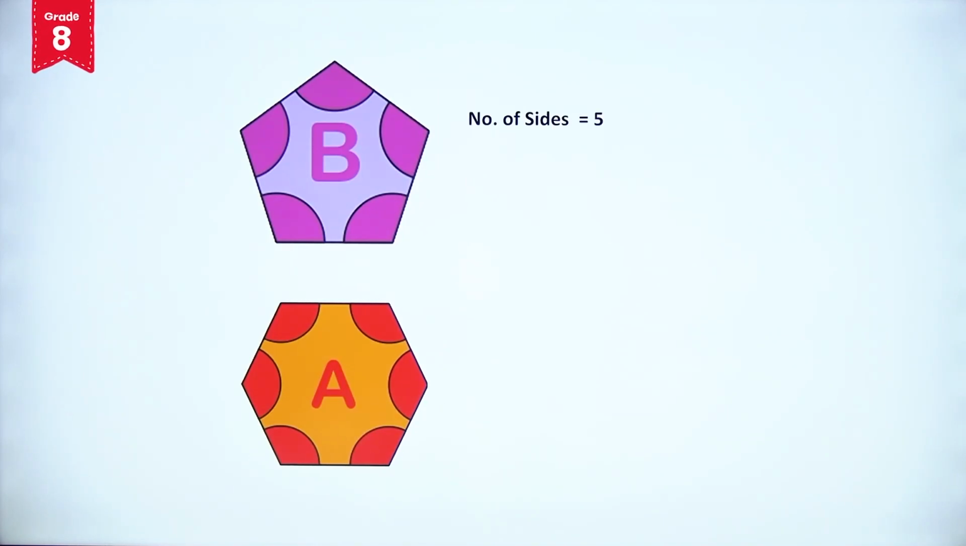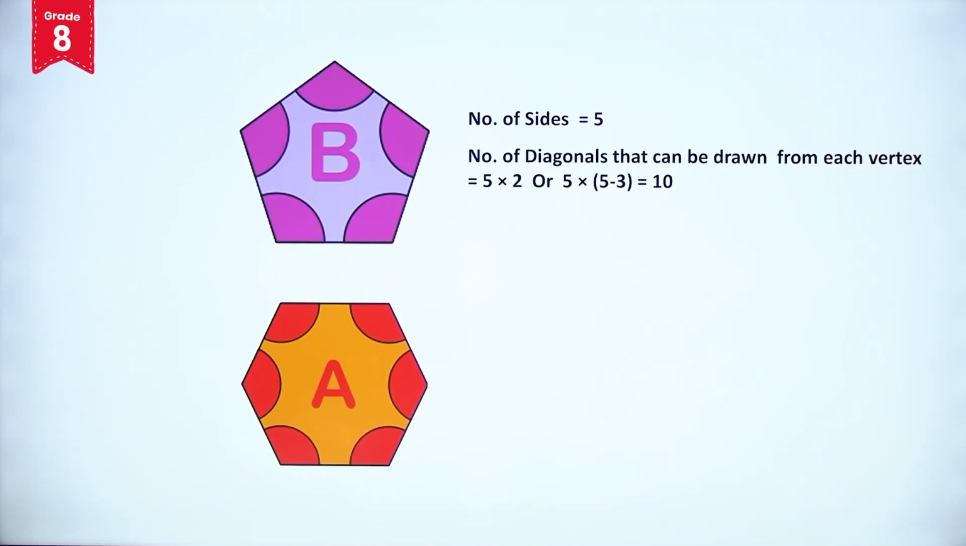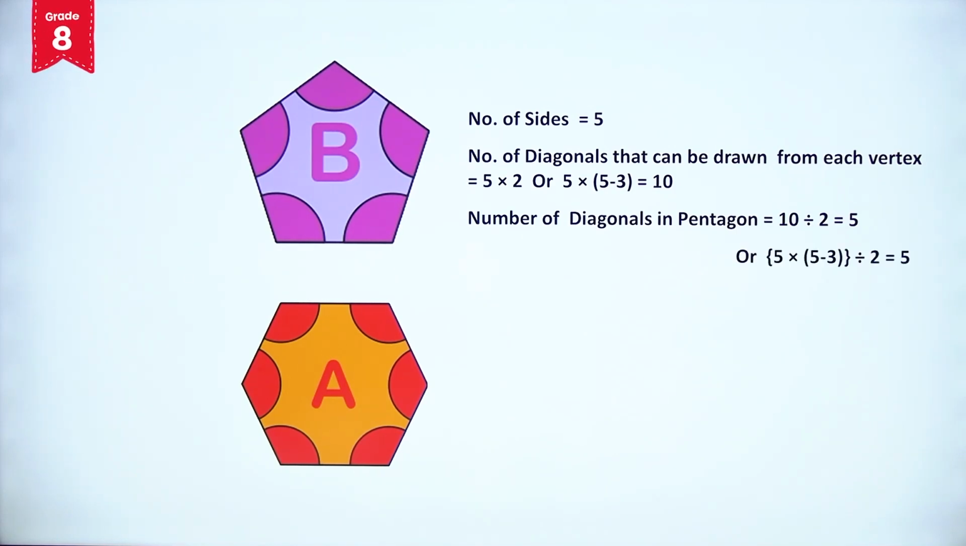The number of sides in a pentagon is 5. The number of diagonals that can be drawn from each vertex is 5 multiplied by 2, or we can also write it as 5 multiplied by (5 minus 3), that is equal to 10. As each diagonal is being counted twice, we divide the count by 2, or we can also write it as 5 multiplied by (5 minus 3) whole divided by 2, that is equal to 5.